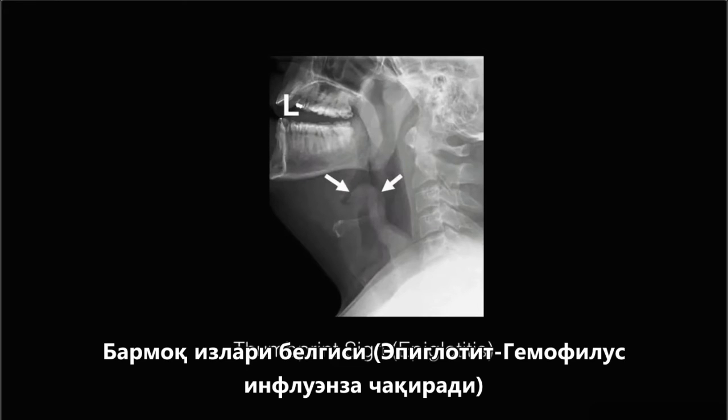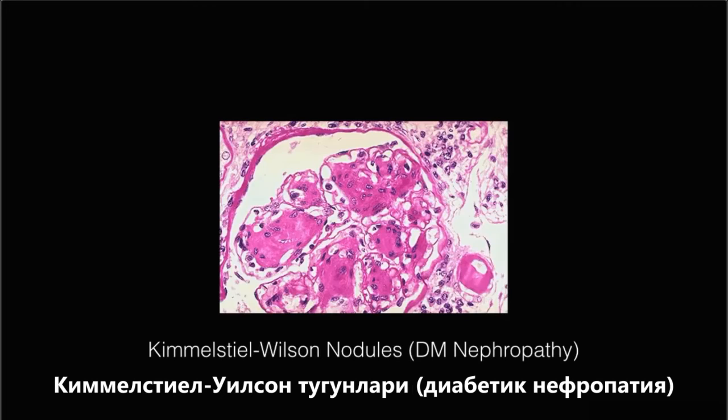This is the thumbprint sign. This is probably a top 5 as far as high yield goes in this lecture. We see this in epiglottitis. So in epiglottitis, the epiglottis becomes so inflamed that it takes on the appearance of a fat little thumb. Something to keep in mind, obviously, the number one pathogen we think of with epiglottitis would be H. influenzae, so keep that in mind.